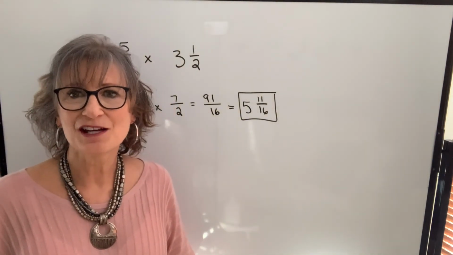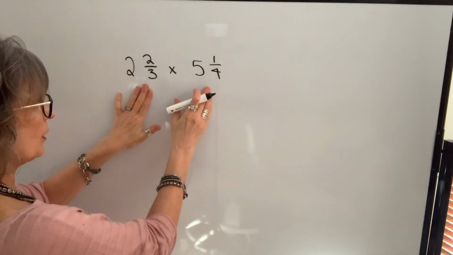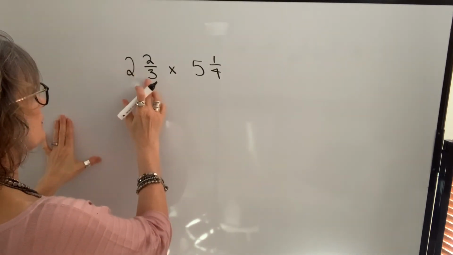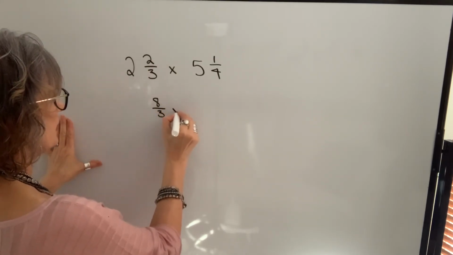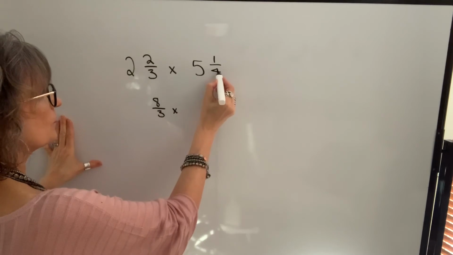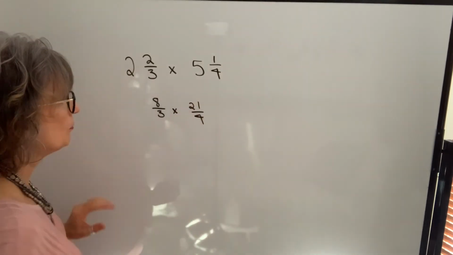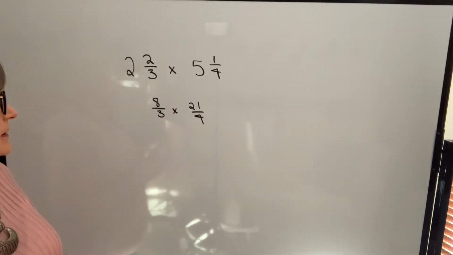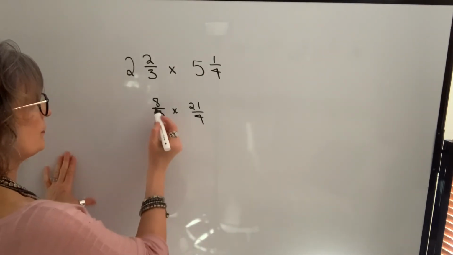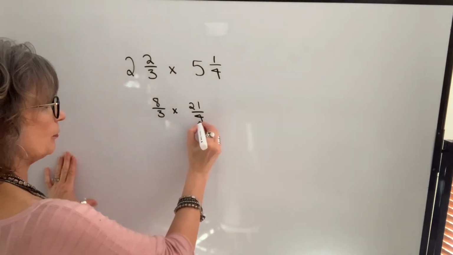Let's do one last example with mixed numbers. If they are mixed, you need to change them to improper fractions first. So 2 times 3 plus 2 is 8 over 3, times 5 times 4 is 20, plus 1 is 21 over 4. Before we multiply, we're going to look to see if there's anything we can cancel. Notice that we have a factor of 4 in both 8 and 4, so let's divide both by 4.